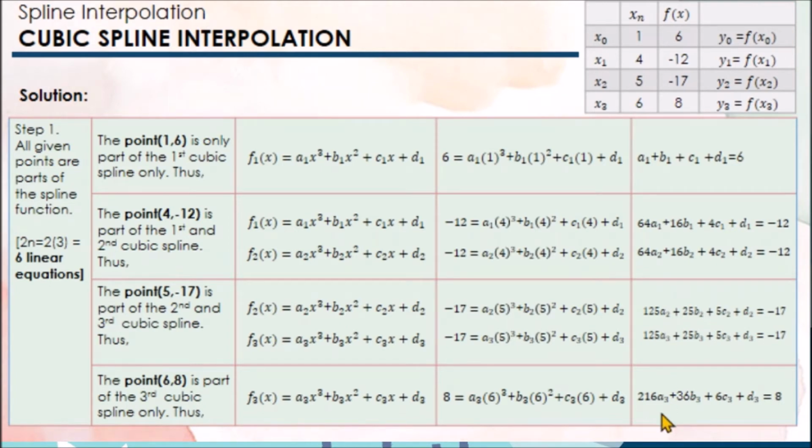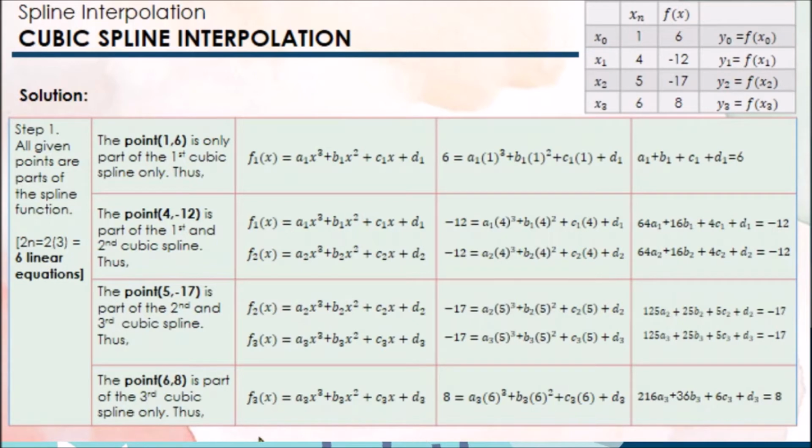125 a sub 2 plus 25 b sub 2 plus 5 c sub 2 plus d sub 2 is equal to negative 17. And then for f3(x), simplifying this one, we have 125 a sub 3 plus 25 b sub 3 plus 5 c sub 3 plus d sub 3 is equal to negative 17. And for our last point, we have 6, 8.